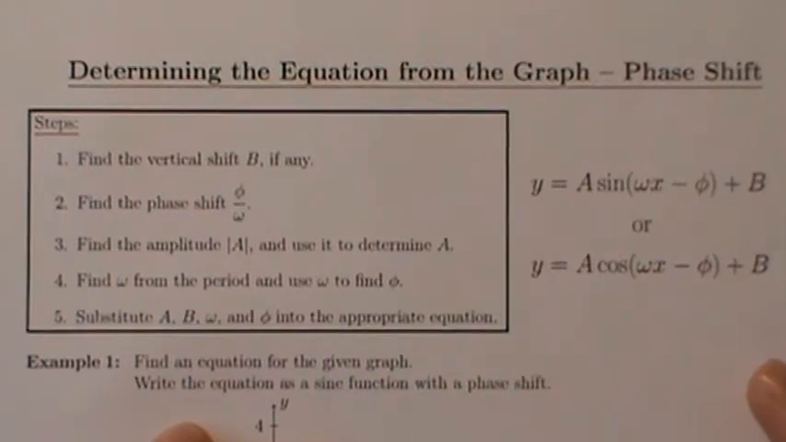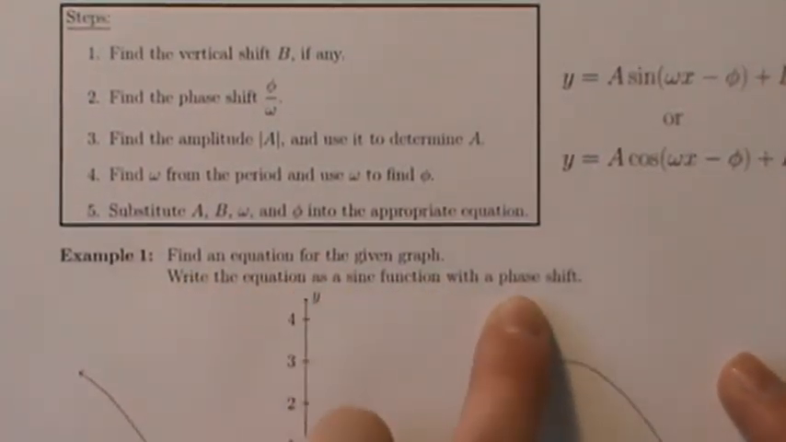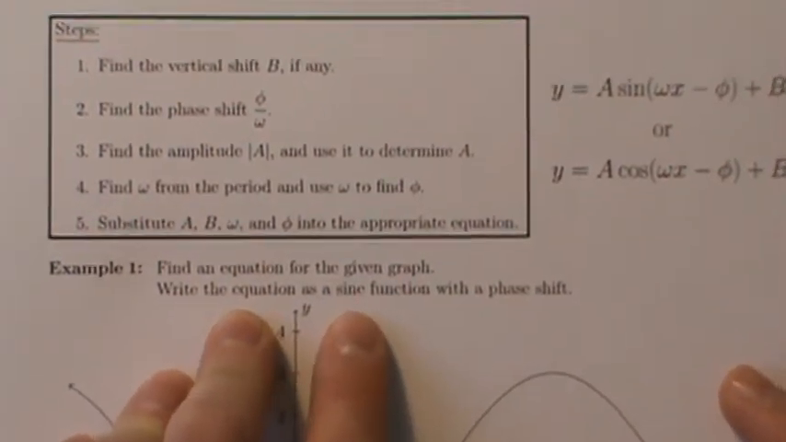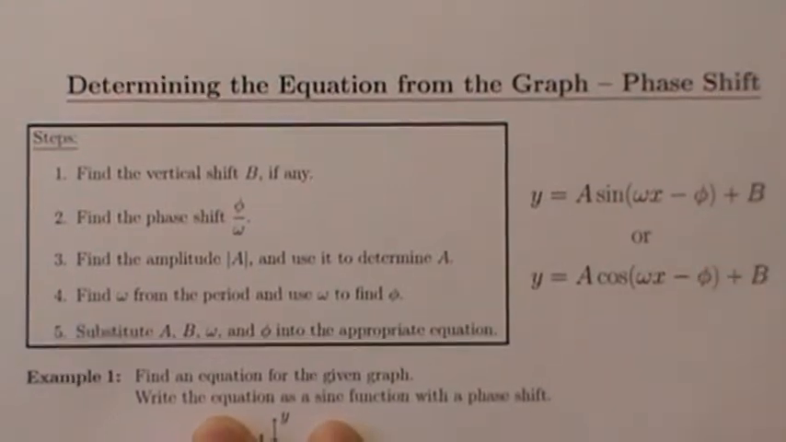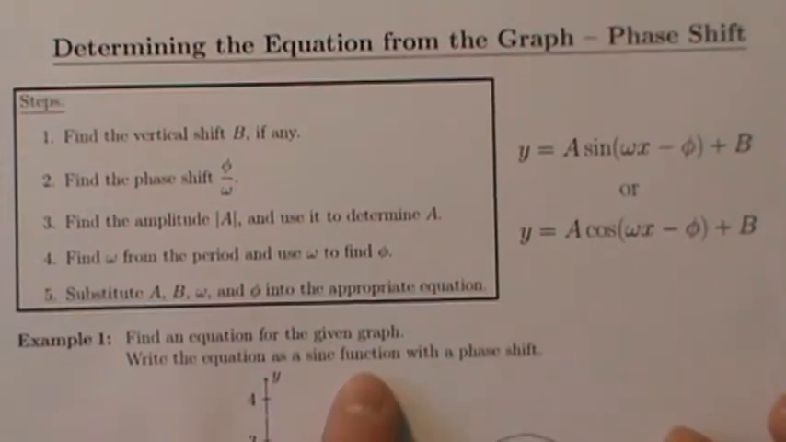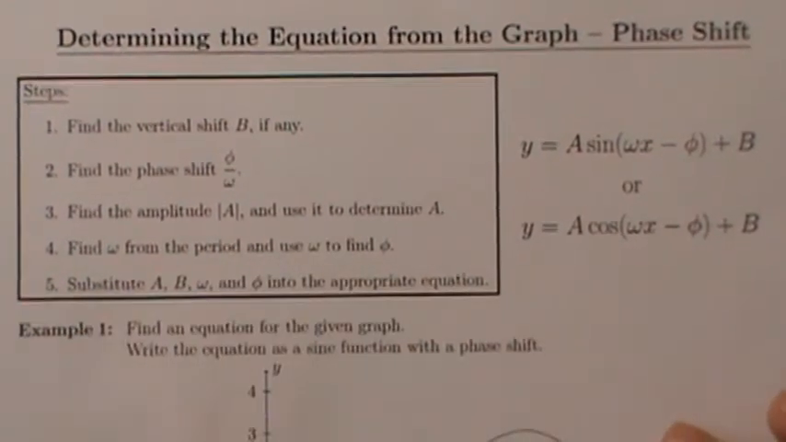So anyway, example 1, find an equation for the given graph. Write the equation as a sine function with a phase shift. So what's nice about this is we're being told to use a sine function. When we did it without a phase shift, we had to do a step where we determined is it sine or is it cosine. We had to do a little bit of work there. But now we're being told to use sine. Okay, so that's good. If we're not told, we can actually do either one we want.